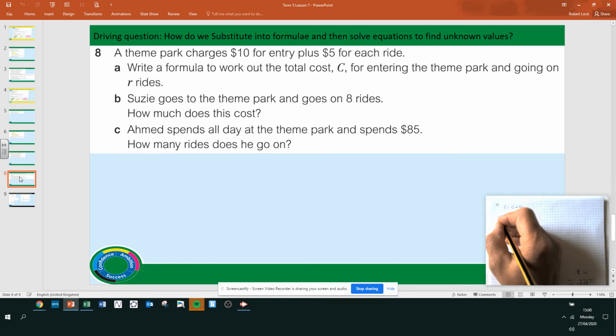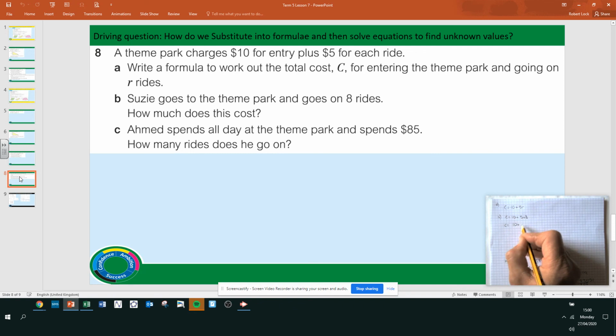Susie, B. Susie goes to the theme park and goes on 8 rides. So C equals 10 plus 5 times 8. 5 times 8 is 40. So C equals 50. So Susie spends $50.